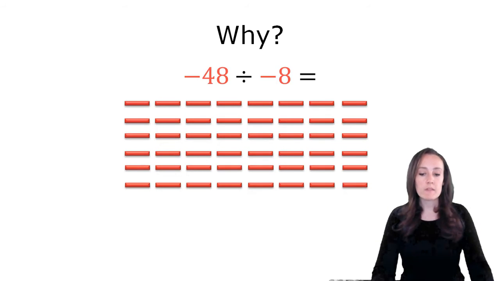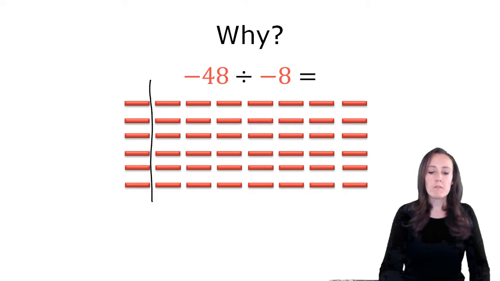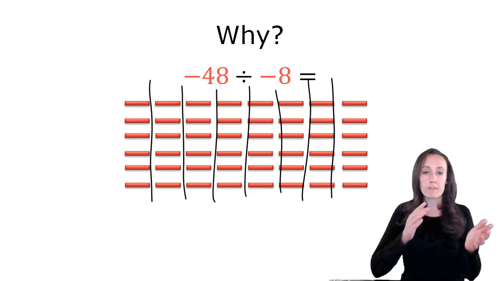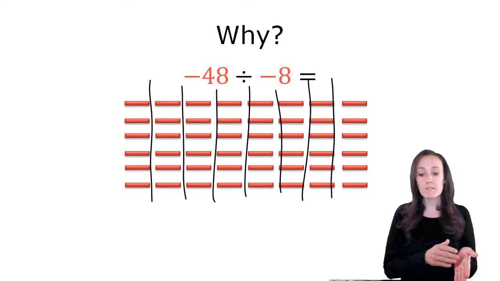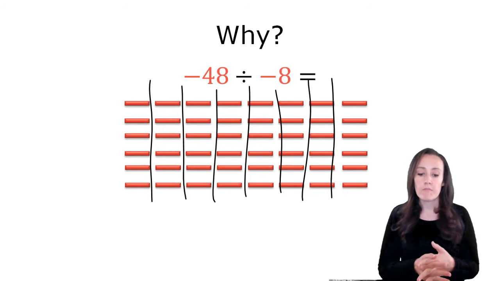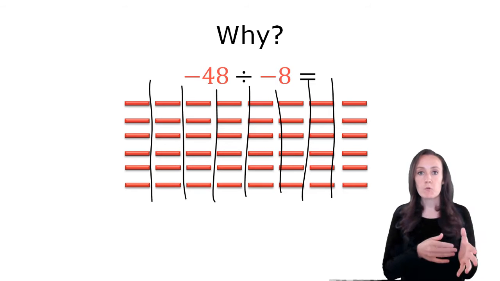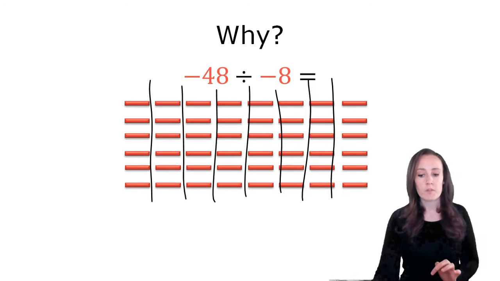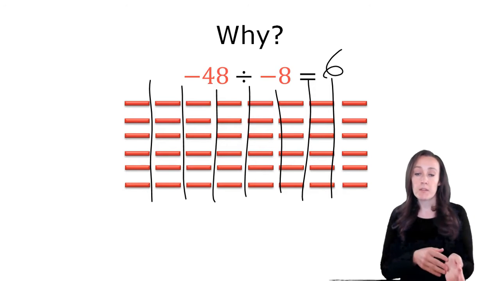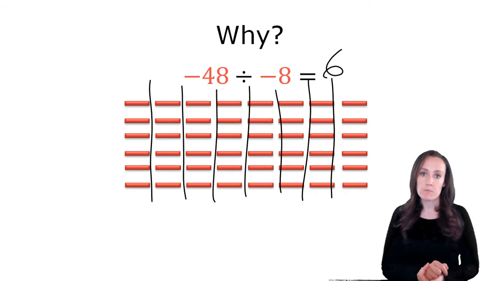And this is the reason why a negative divided by a negative is a positive, because if you split up negative 48 into 8 groups, you have 6 negatives, but because it's divided by a negative 8, that means you're going to do the opposite of that amount. And so negative 48 split into negative 8 groups is going to equal a positive 6, because negative 48 divided by just a normal 8 would be negative, but if you do the opposite of that, then it's going to be a positive 6.